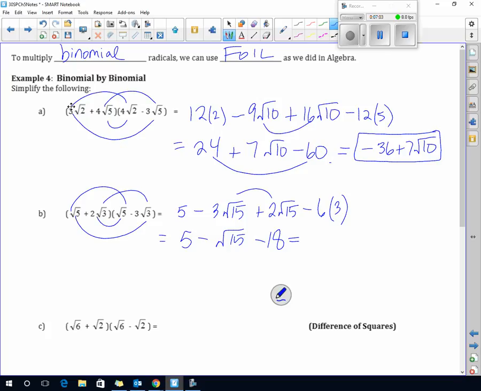Yes? So the reason why I wrote for C, these are difference of squares. What's a property of difference of squares when you FOIL?